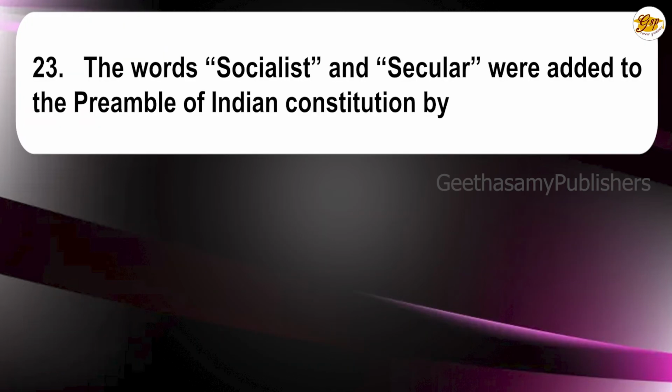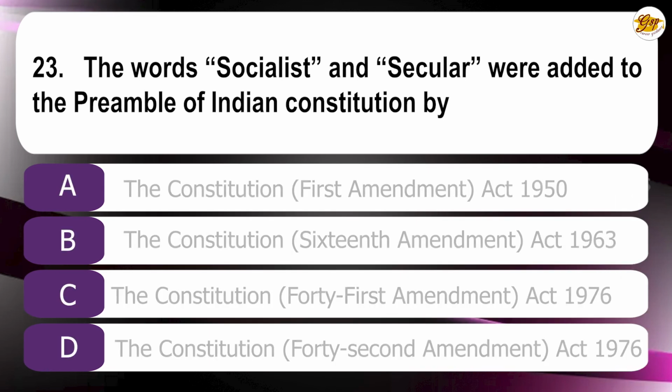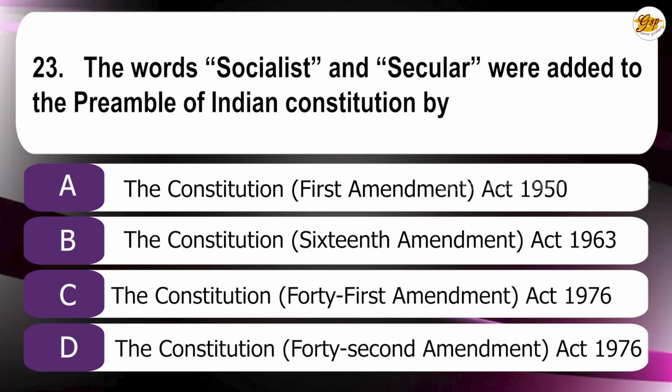23rd question. The words socialist and secular were added to the preamble of the Constitution by A. The Constitution First Amendment Act 1950. B. The Constitution 16th Amendment Act 1963. C. The Constitution 41st Amendment Act 1976. D. The Constitution 42nd Amendment Act 1976. The right answer is D. The Constitution 42nd Amendment Act 1976.